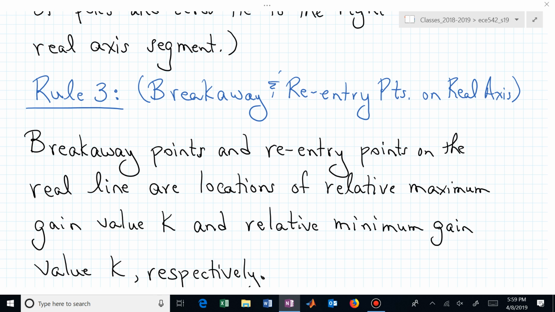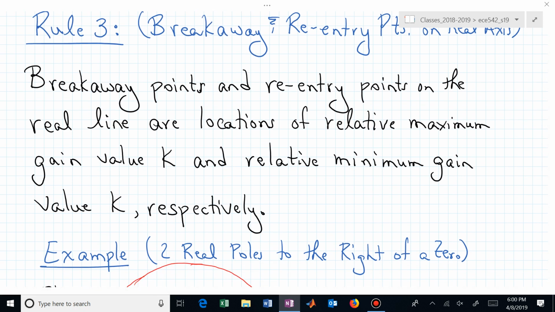If you had 1 pole, do we have a breakaway or reentry? If we just had a system that had 1 pole, do we have a breakaway or do we have a reentry? No. We're just zipping off to minus infinity. No breakaway or reentry. We might have reentry and no breakaway. We might have breakaway and no reentry. We'll talk about that, I hope, in a few minutes. That's the plan. That's why I'm scrolling.